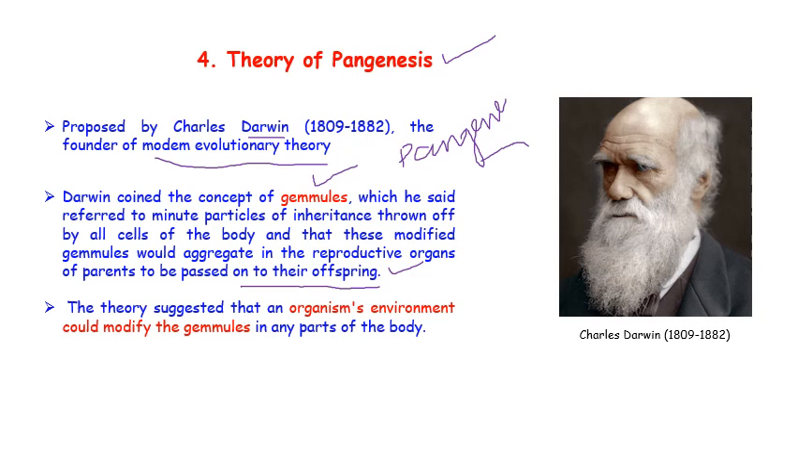So Darwin believed that the gemmules were produced by all cells of the body of the parents, and then they aggregated within the reproductive structures of the parents, and then accordingly they were passed on to the offsprings.